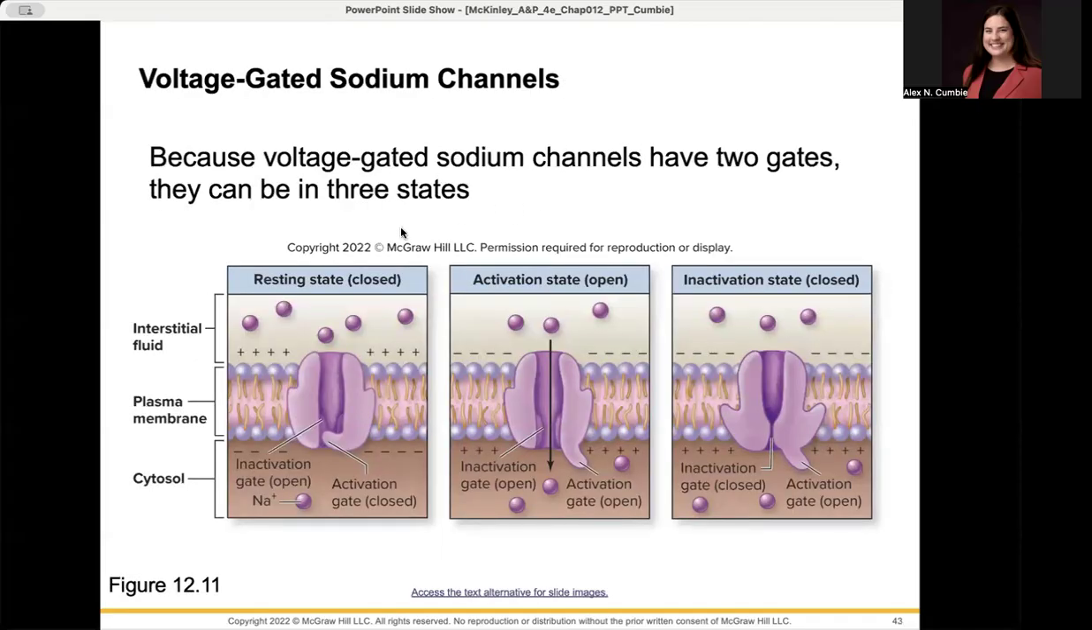And this is what it looks like, with these action gates. I wouldn't worry too much right now about the difference between activation and inactivation gates. Just focus on the main actions of these different states. For the sodium channels, resting state is closed. Activation state is open and we're diffusing sodium into the cell. And then inactivation state is also closed, before we go back to that resting state. You don't have to focus on inactivation versus activation at this point in this course.